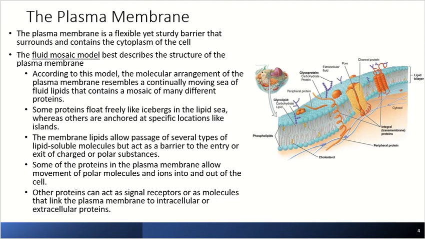Other proteins are also able to act as signal receptors or as molecules that link the plasma membrane to intracellular or extracellular proteins. So these proteins that form the mosaic part of our fluid mosaic model are going to have a lot of different functions that we'll discuss shortly.